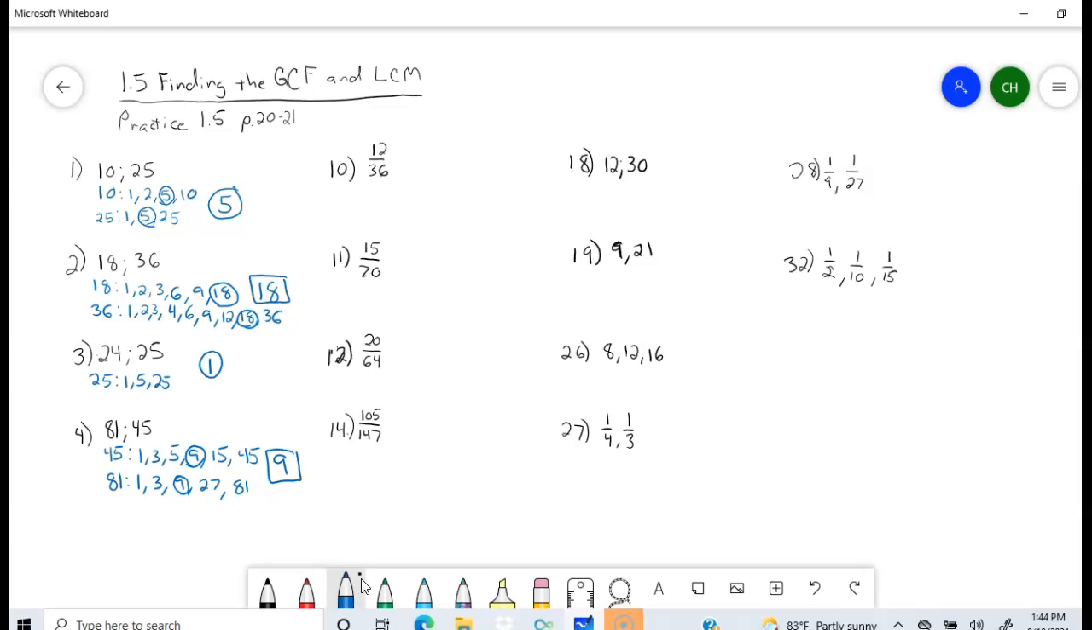Okay, now number 10 through 14 that I have written, we are looking for the GCF, the greatest common factor, of the numerator and the denominator for each fraction. So the greatest common factor between 12 and 36. The easiest way is to check and see if they're divisible by each other. Will 12 go into 36? Yes, it will. 12 goes into 12 one time, 12 goes into 36 3 times. So the greatest common factor is 12.